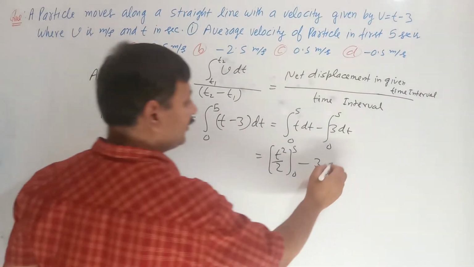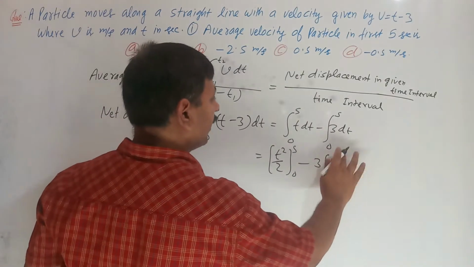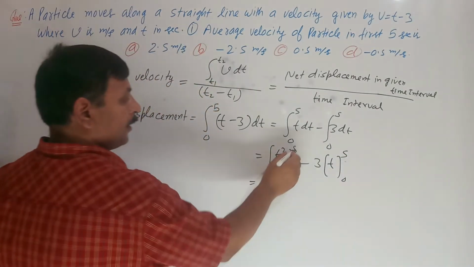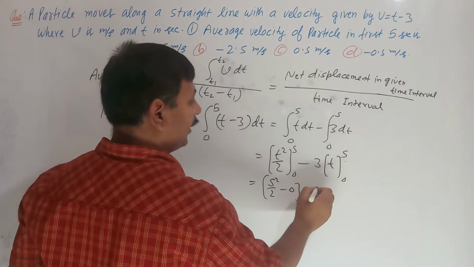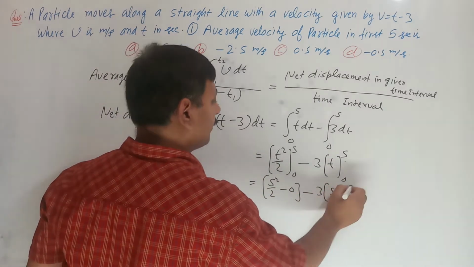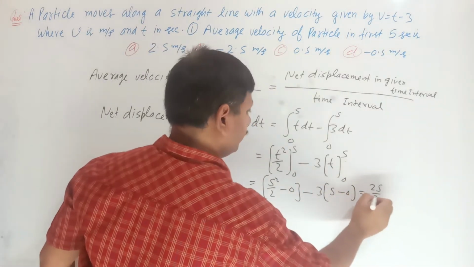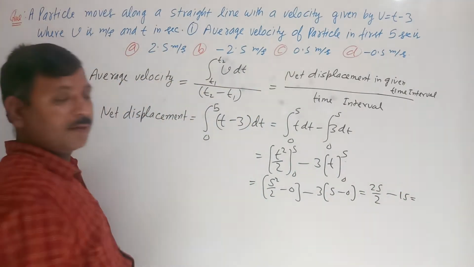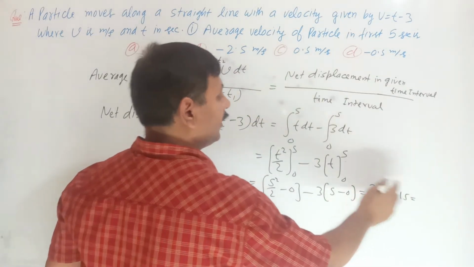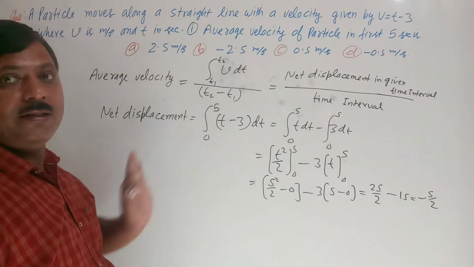Integration of 1 is t, from 0 to 5. So 5 square upon 2 minus 0, minus 3 times (5 minus 0). That is 25 by 2 minus 15. So that will come (25 minus 30) upon 2, which is minus 5 upon 2. This will be the net displacement.